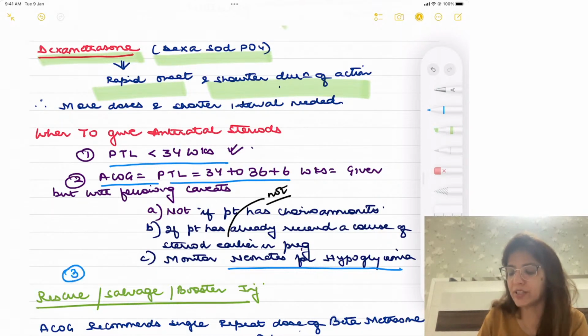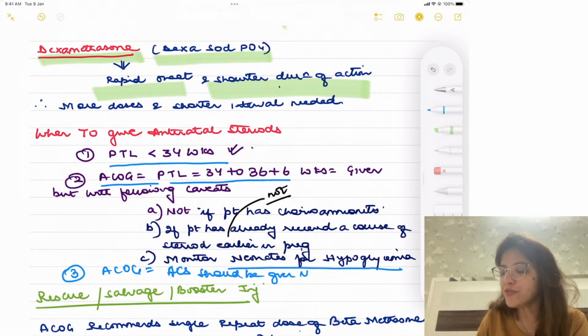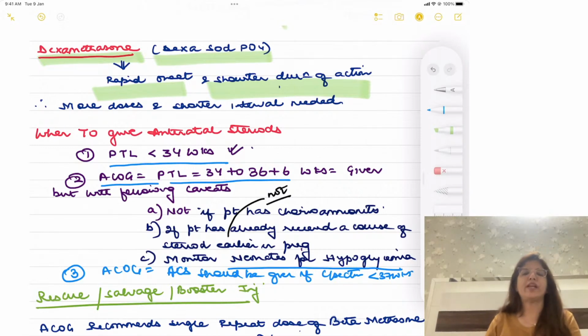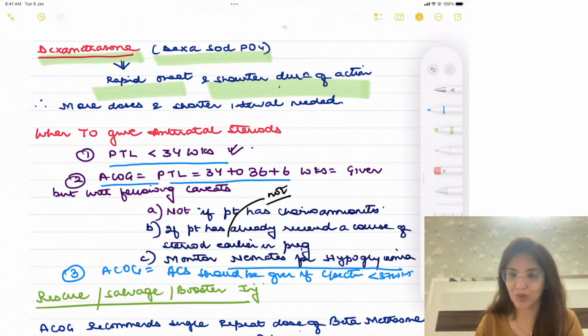Third thing, what ACOG says is that antenatal corticosteroids should be given if cesarean section is being done at less than 37 weeks. So if for any reason you are doing cesarean section at less than 37 weeks, then also you have to give a dose of corticosteroids, right?